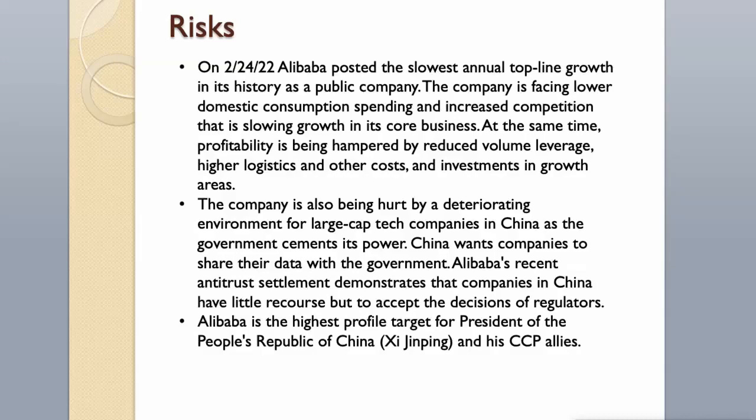The company is also being hurt by a deteriorating environment for large-cap tech companies in China as the government cements its power. China wants companies to share their data with the government. Alibaba's recent antitrust settlement demonstrates that companies in China have little recourse but to accept the decisions of regulators. Alibaba is the highest profile target for President of the People's Republic of China, Xi Jinping, and his CCP allies.